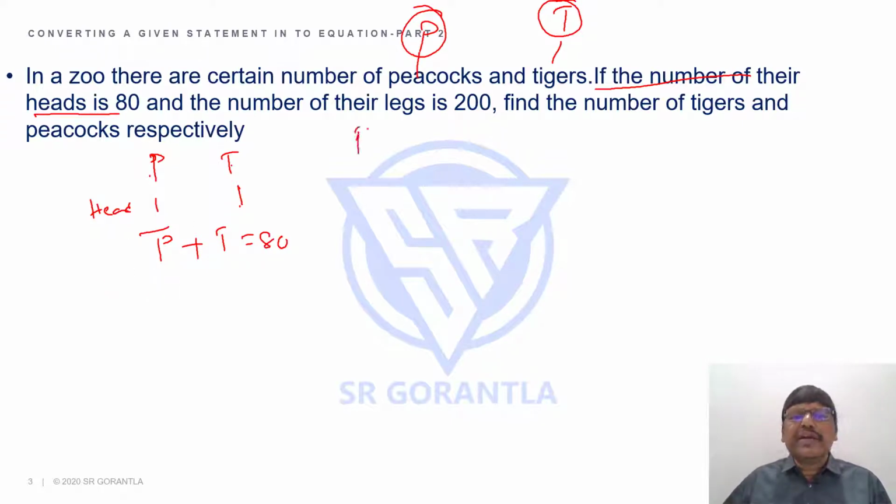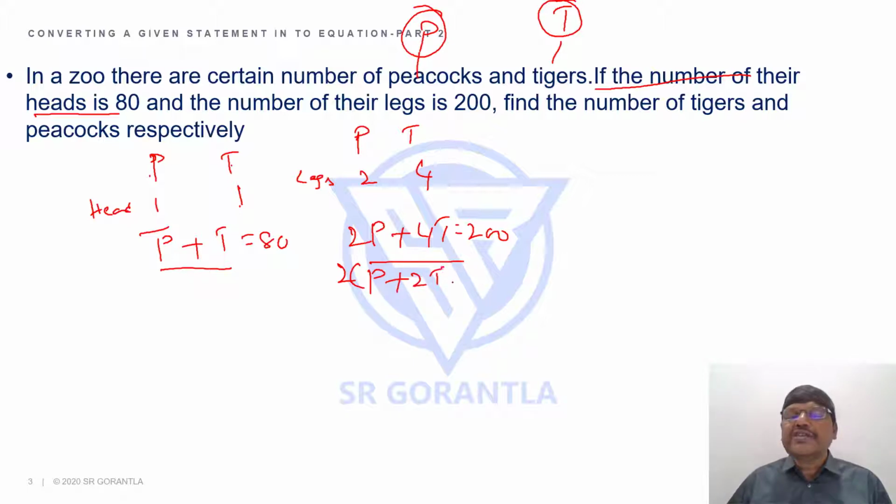Second one, students. Each peacock has got how many legs? 2. And what about tiger? 4. So, what is the total number of legs? Means 2P plus 4T equals 200. Now, you know how to solve these two equations. If I take two common, 2 into P plus 2T is 200, or I can say P plus 2T is 100.